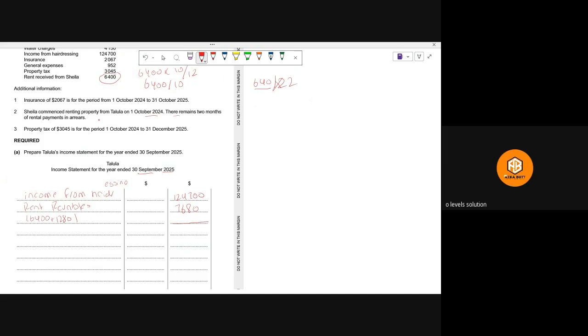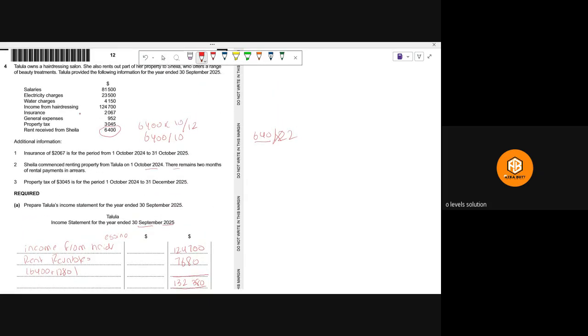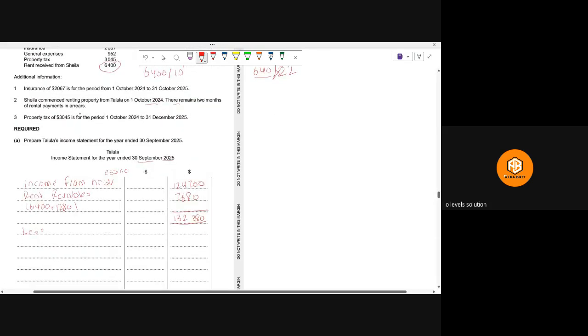And the total of this income is 132,380. Then we have to deduct all the expenses. So first of all, we have the salaries, which is 81,500. So let's write the salaries first of all.